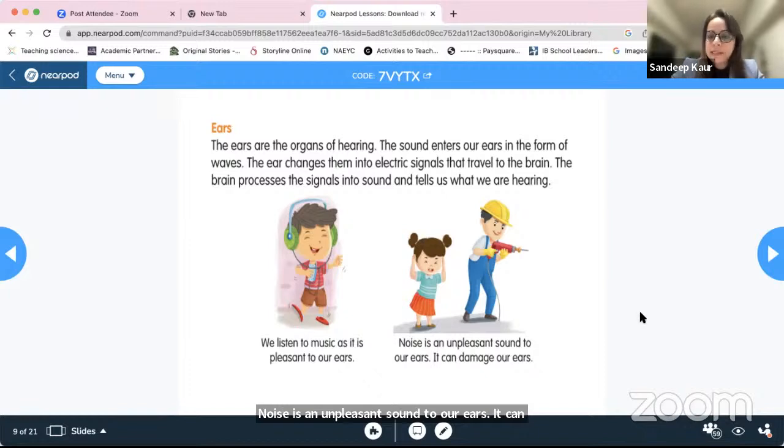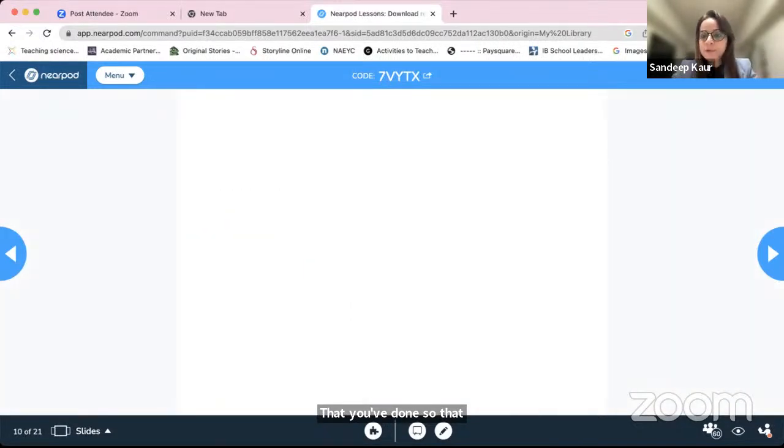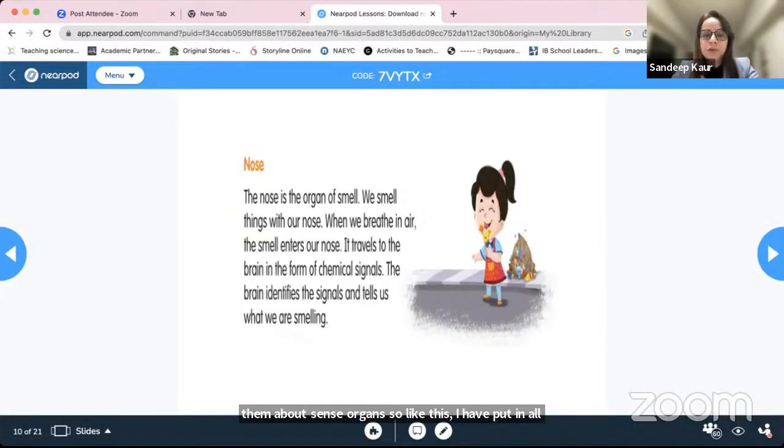Again, we are reading the text with the students. We can ask them which sense organs we have discussed, so the children can participate in this, or you can again have a guided reading session with the students after the VTR that you've done, so that you're intentionally teaching them about sense organs. So like this, I have put in all the sense organs from your chapter.